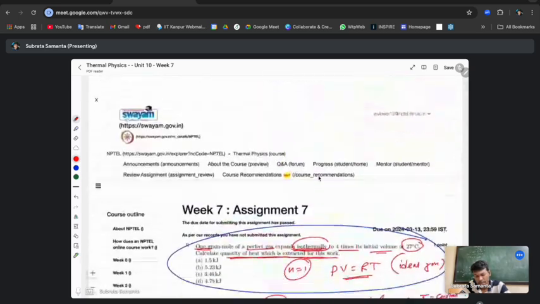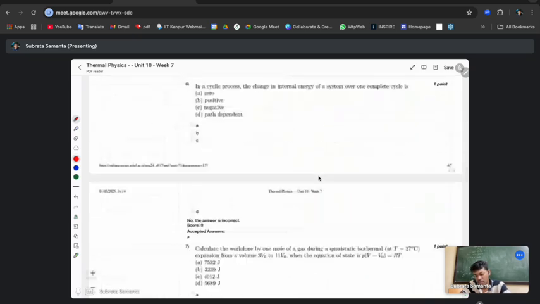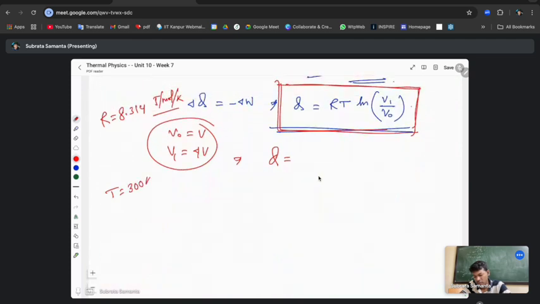So go back to the problem. It is an isothermal process at 27 degrees centigrade, the volume becomes 4 times, calculate the heat. So T is 300 Kelvin, so Q equals RT, 8.314 times 300 times ln of 4V over V. The V's cancel, so it's ln 4.